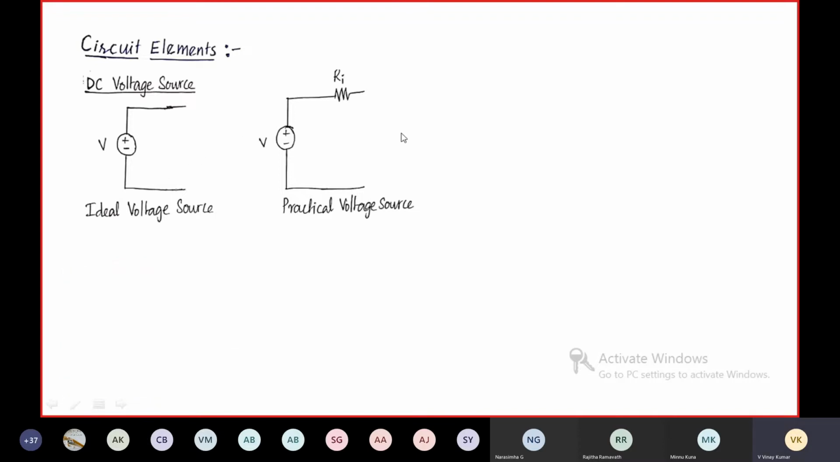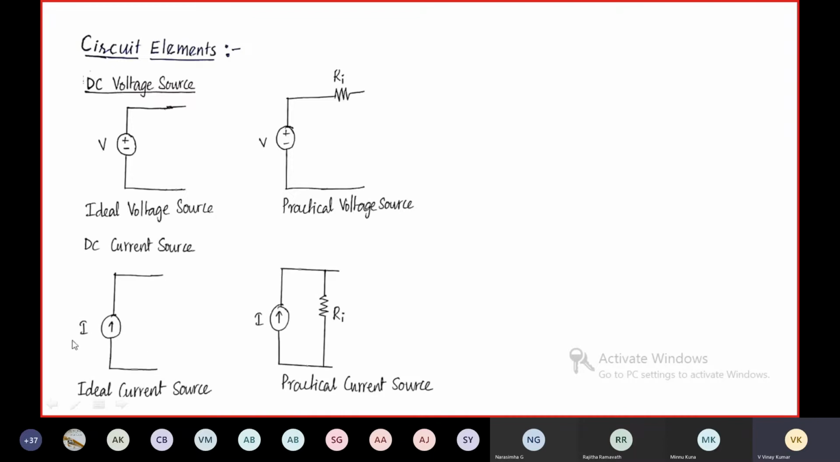This is the representation of an ideal voltage source, whereas this is the representation of a practical voltage source. This is the representation of an ideal current source, and this is the representation of a practical current source. The internal resistance is 0 in the case of an ideal voltage source, whereas the internal resistance of an ideal current source is infinite. This is the internal resistance of a practical current source.